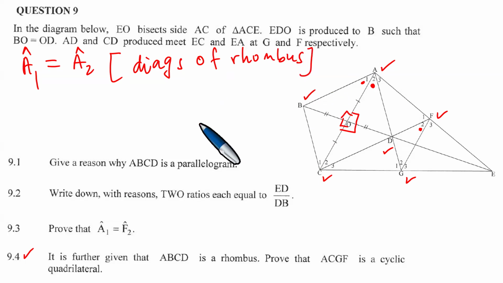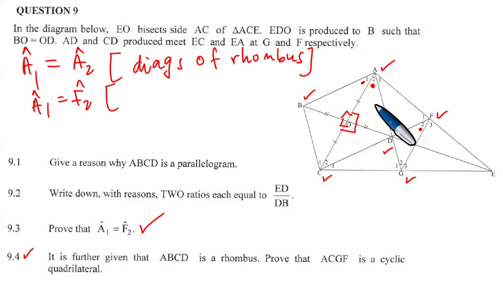Diagonals of a rhombus. So angle A1 is equal to angle A2, and these are diagonals of a rhombus. If these are diagonals of a rhombus, then they bisect angles. Moreover, from the previous result, remember, we want to prove that angle A2 is equal to F2, but we know from the previous question that angle A1 is equal to angle F2.